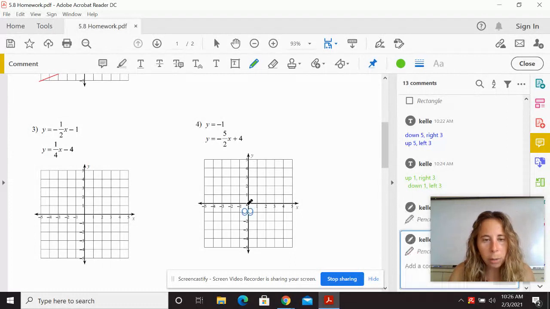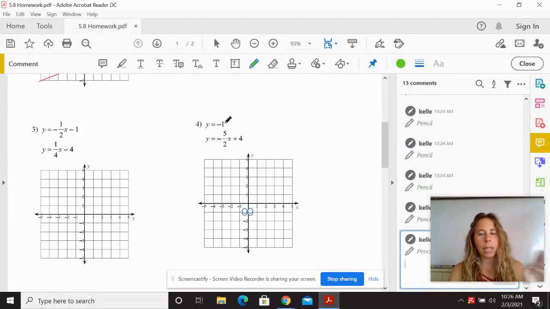And there's no slope here. That's all we know is y equals -1. This means they are telling you y is always -1. It doesn't matter what x is. X can be anything it wants. Y is -1.